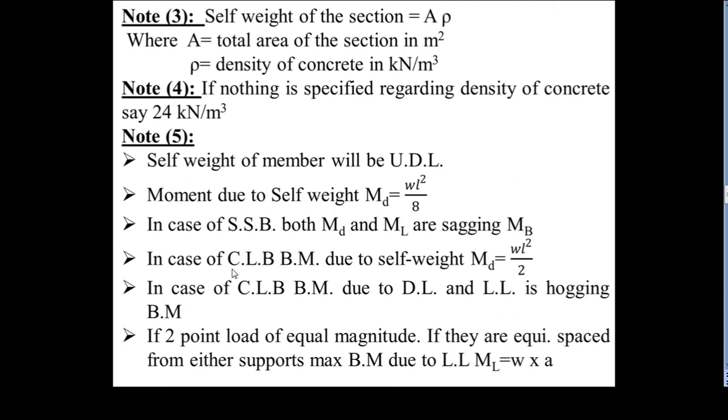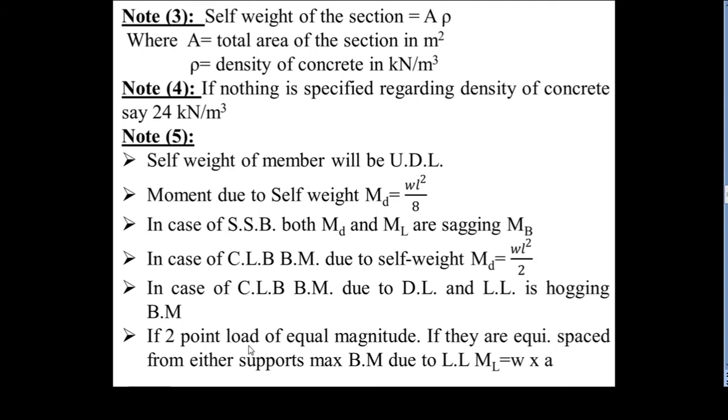In case of a cantilever beam, bending moment due to self weight, MD, is equal to WL square by 2. In case of a cantilever beam, the bending moment due to dead load and live load is hogging bending moment. Okay, here we take sagging bending moment for simply supported beam and hogging bending moment for cantilever beam.